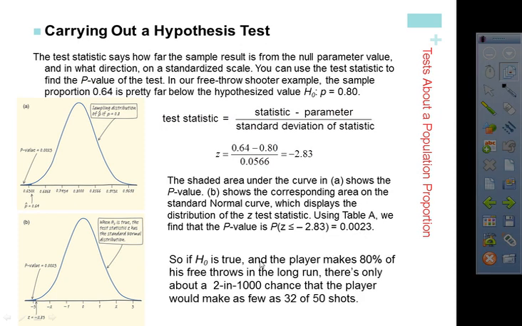So if H0 is true, a player makes 80% of his free throws in the long run. There's only about a 2 in 1,000 chance that the player makes as few as 32 out of 50 free throws. So it's almost impossible for him to get that. It's less than a 1% chance that he would get the value he got or something more extreme, given that he really does make 80% at the line. That would say that there's enough evidence to say, okay, you can't really make 80% of the line, because if you did, there's almost no chance that you would have only made 32 out of 50 shots.